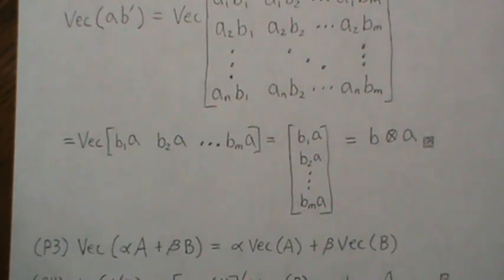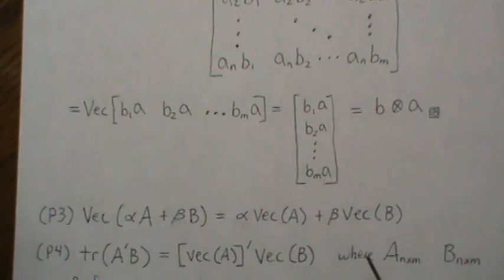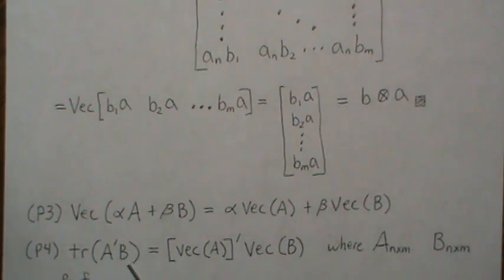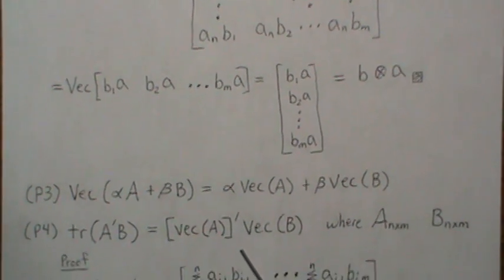So property 3, the Vec operator can be split by the addition. So the Vec of this matrix addition, where those matrix dimensions have to be the same, is the same as taking the Vecs independently and then adding them. Property 4: the trace of this matrix product is the vector transpose times the vector. And actually, I think this one is pretty neat. It's kind of amazing how it all works out.